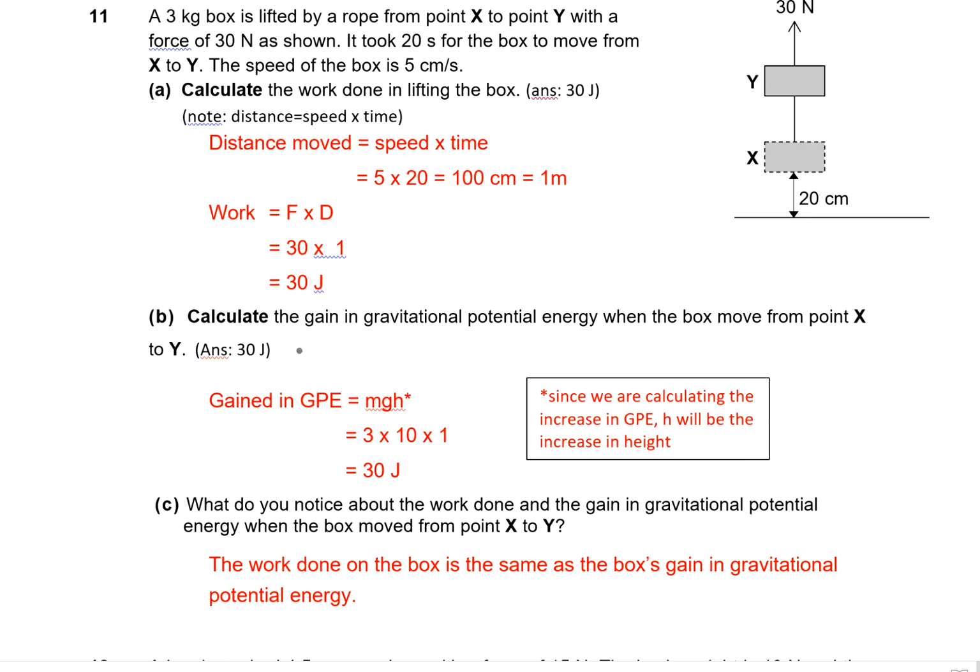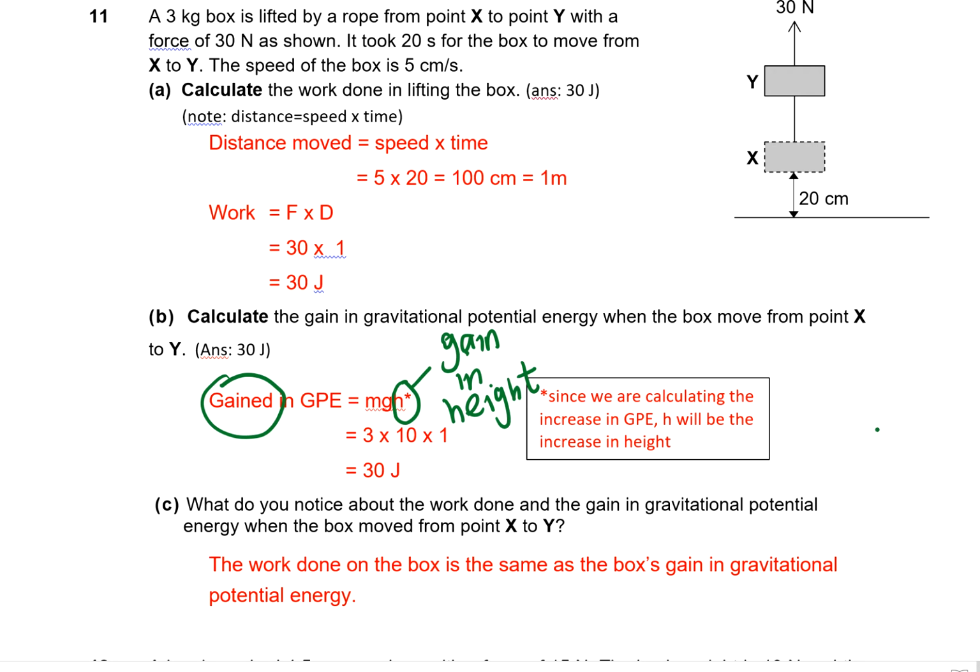So the gain in gravitational potential energy, the formula is mgh. The mass of the object multiplied by g. G is again gravitational field strength, and h is the height of the object. So if the question asks for gain, that means how much gravitational potential energy has increased, then your H here is so-called the gain in height. That means how much higher is your object.